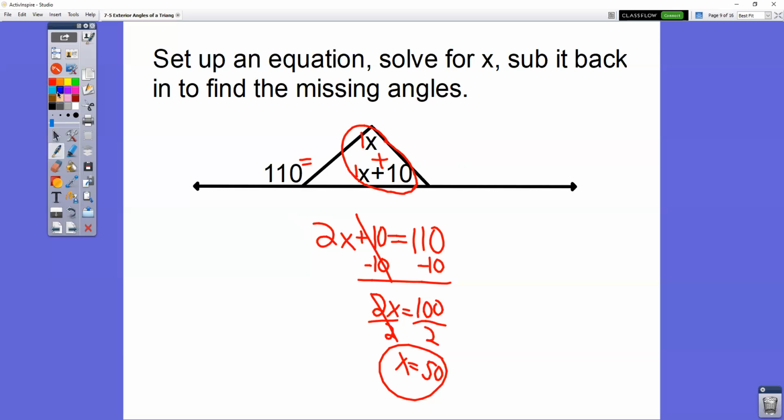Just like we were doing before with all the different parallel lines and different triangles and different angles, we need to take that answer and sub it back in to find the missing angles. 1 times 50 is 50. 1 times 50 plus 10 is 60. Always make sure your answer makes sense. 50 plus 60 does give us 110.